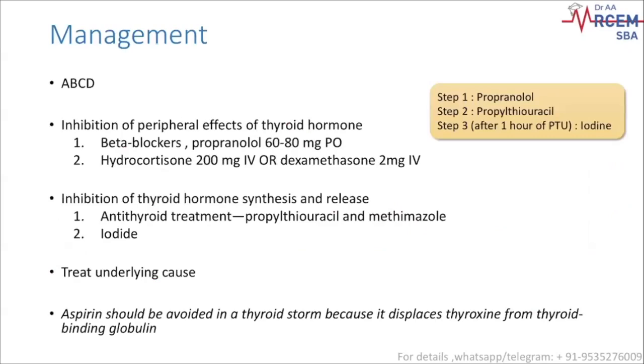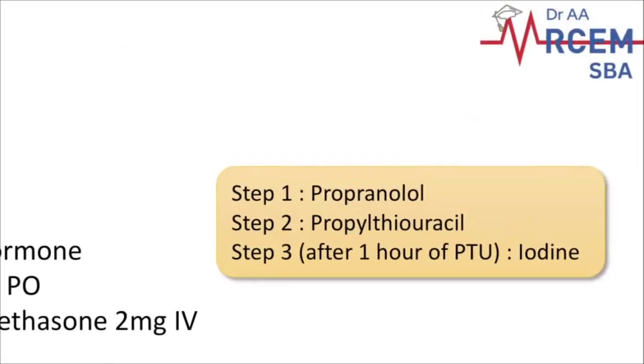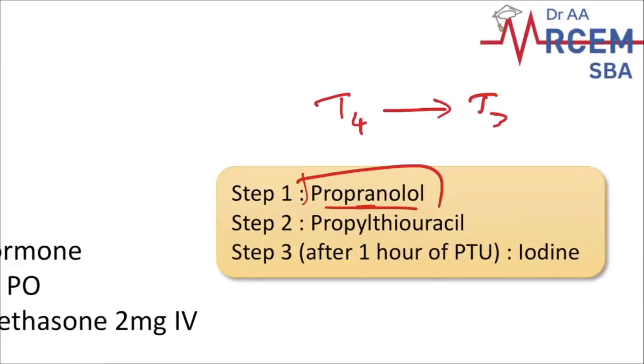Management wise, the main parameter what you need to remember is the mainstay of the treatment is a beta blocker. Out of all the beta blockers, propranolol is the preferred beta blocker. Why? It prevents the peripheral conversion of T4 to T3. T3 is the active form of thyroid hormone.